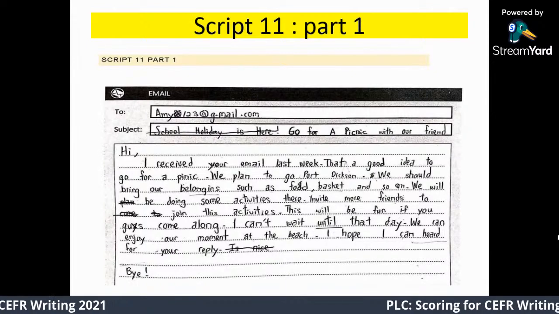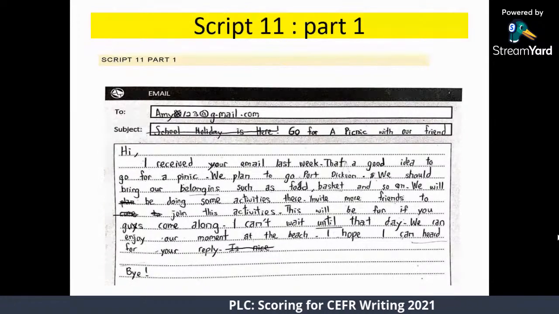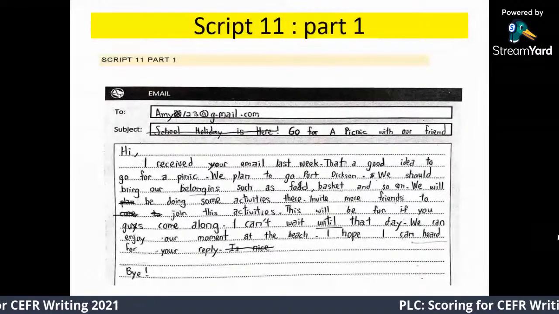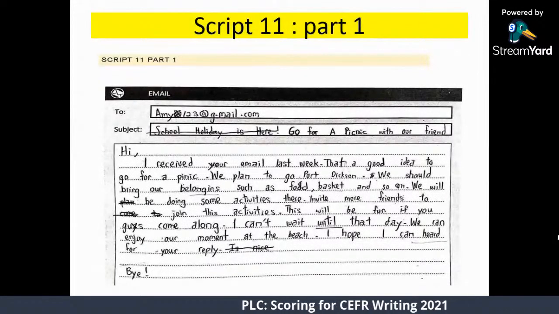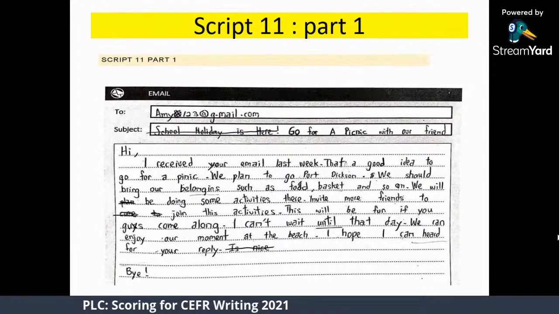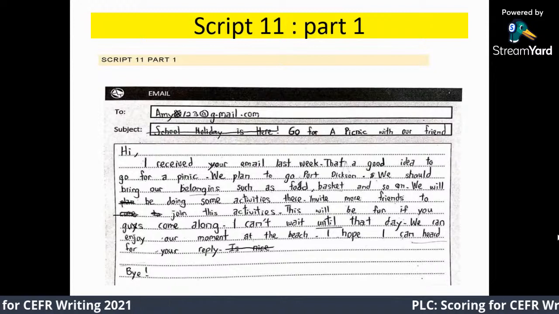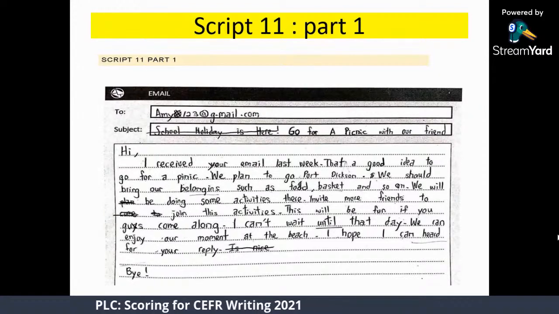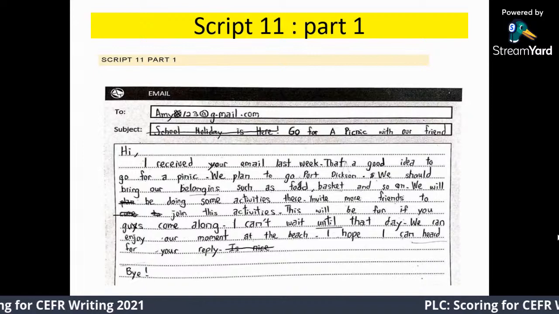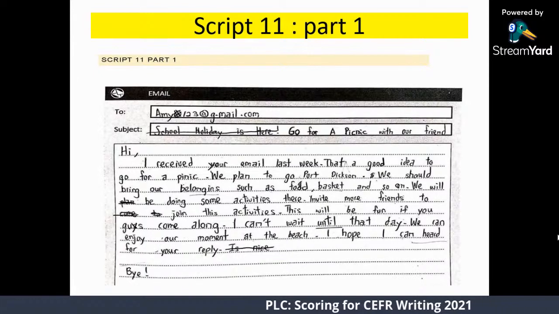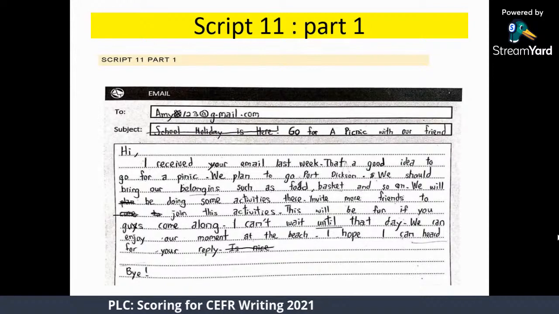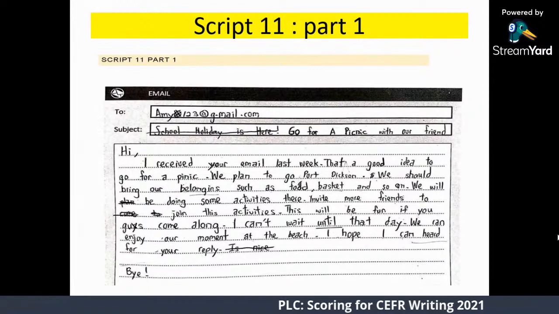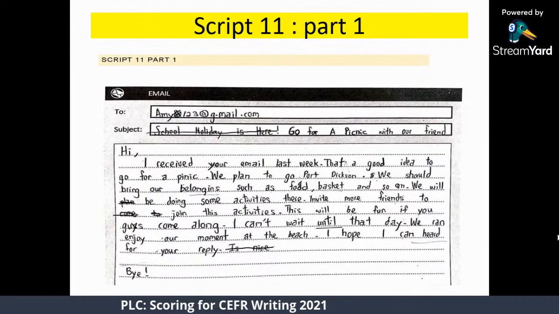Okay, hi, I received your email last week. Okay, no error. That a good idea to go for a picnic. Error, it should be, it's a good idea. We plan to go Port Dickson. Again, error. It should be like we should go to Port Dickson, or our plan to go to Port Dickson could be a good idea. Okay, something like that. But Port Dickson, you have to take in consideration. Place is there. We should bring our belongings. Error. So you put a wavy line, such as food, basket, and so on. We will be doing some activities there. Again, but what activities? The student didn't mention the activities.